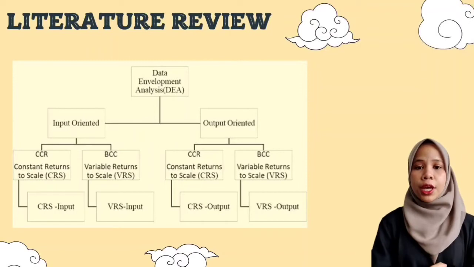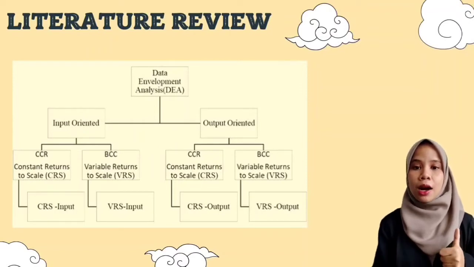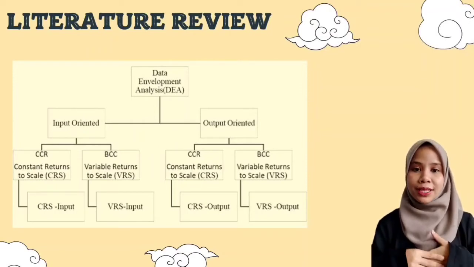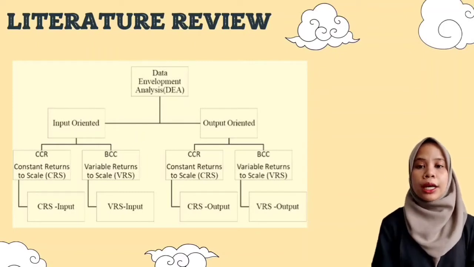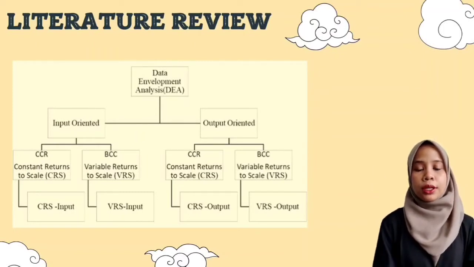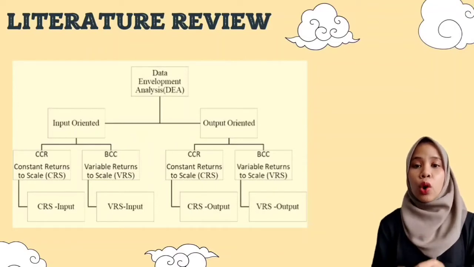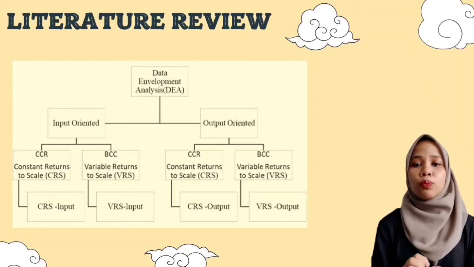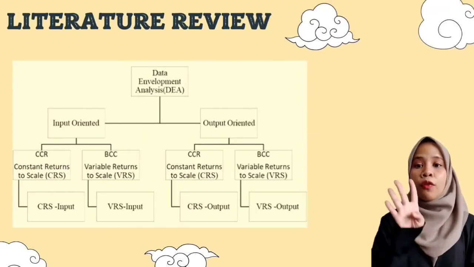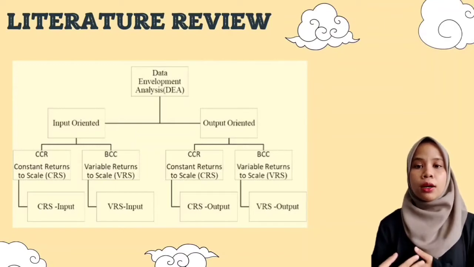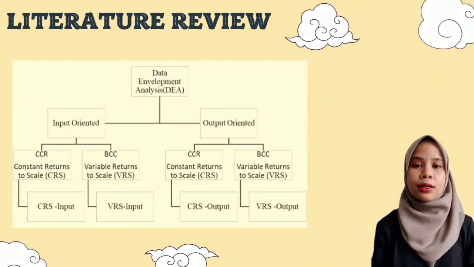There are two types of DEA, which are Charnes Cooper Rhodes (CCR) and Banker Charnes Cooper, or BCC. Each model is divided into two types of orientation, which are the input-oriented model and the output-oriented model. The input-oriented model minimizes inputs while fulfilling at least the selected output levels, while the output-oriented model maximizes outputs without exceeding the observed input required. So the total of DEA models is four, which are CRS input, VRS input, CRS output, and VRS output.